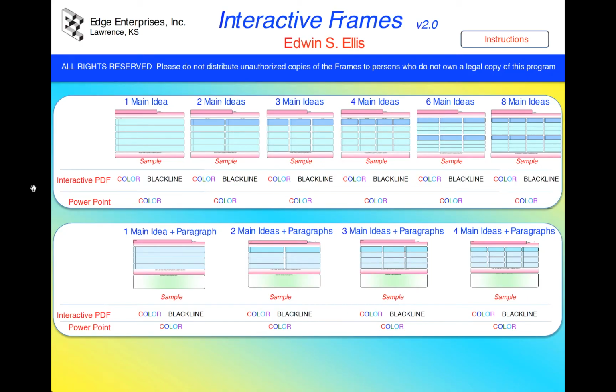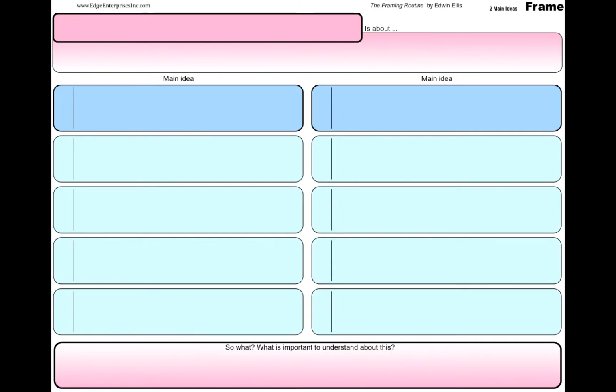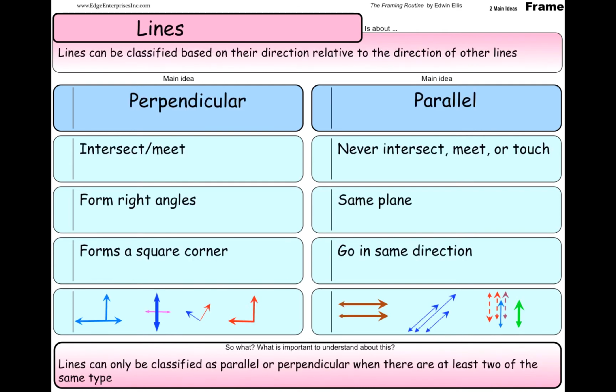In addition to the interactive PDF files for each of the various versions of the frames, the software also includes a color PowerPoint slide with built-in animation. So for an example, if I click on Color here for 2 main ideas, what opens up is a PowerPoint slide for that frame. You can use these PowerPoint slides when projecting the frame using an LCD projector or smartboard or Promethean board, and then facilitate guided note-taking as you're exploring the various ideas associated with the lesson.